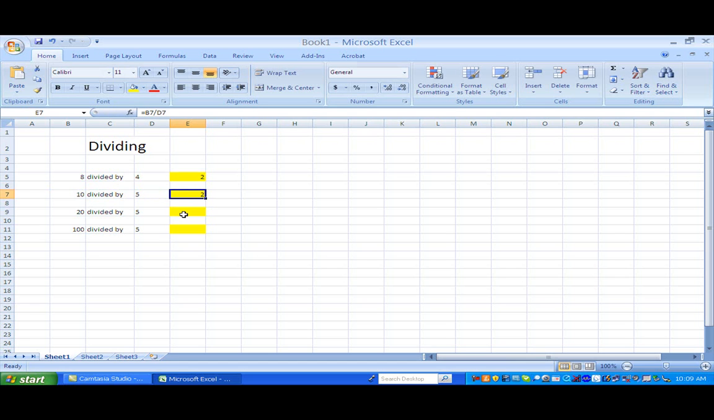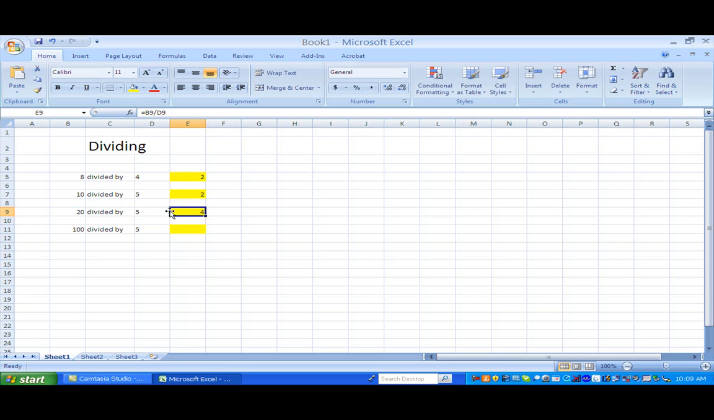Alright, let's do one more because this is a little trickier than before. 20 divided by 5. The first button I push is always equals. Click on 20, the first number, push the divided by sign, click the number 5. So the formula is equals B9 divided by D9. Press enter. The answer is 4. 20 divided by 5 is 4.